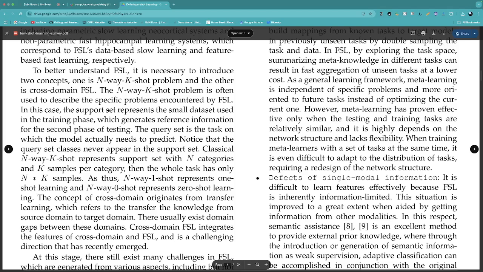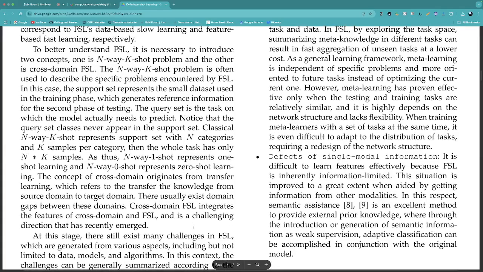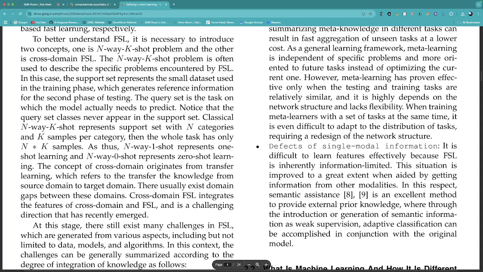The concept of cross-domain originates from transfer learning, which refers to the transfer of the knowledge from the source domain to the target domain. There usually exist domain gaps between these domains. Cross-domain few-shot learning integrates the features of cross-domain and few-shot learning. It is a challenging direction that has recently emerged.